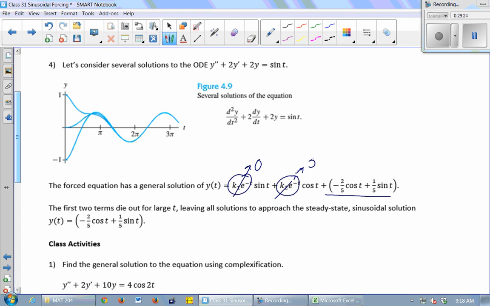Okay, I'm going to let you try one. I did ask you to solve it using complexification because you've had practice doing lucky guess. So at least once, use the complexification.